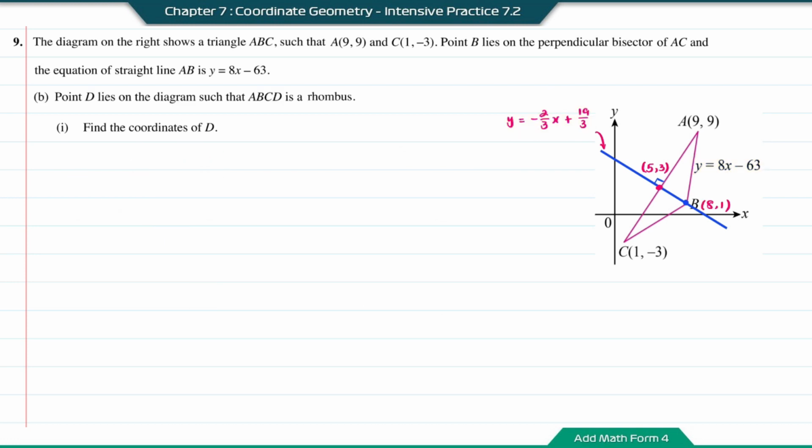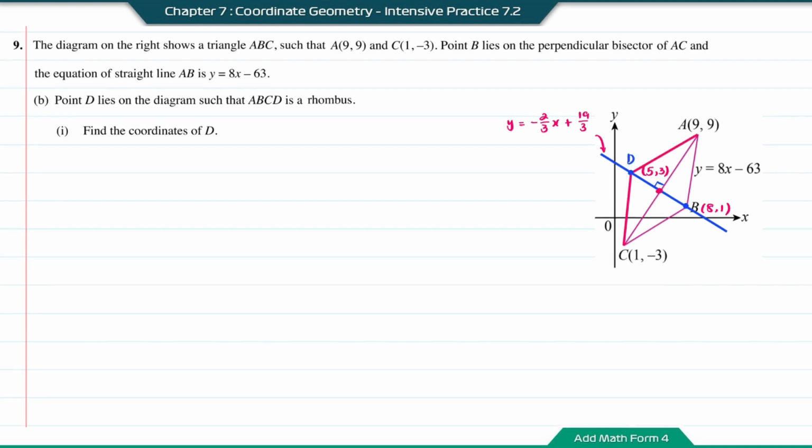Question B. Point D lies on the diagram such that ABCD is a rhombus. B1: find the coordinates of D. Based on the diagram, the point D is the point that is opposite the point B. So here will be the position of the point D. In a rhombus, the diagonal AC bisects the diagonal BD. This means the midpoint of AC is also the midpoint of BD.